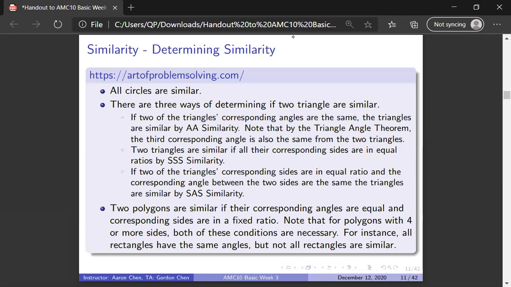So two polygons are similar if their corresponding angles are all equal and the corresponding sides are all in the same ratio. Note that for polygons with four or more sides, both of these conditions are necessary. For example, you can't conclude that all the corresponding angles are equal just because all the corresponding sides are in a fixed ratio. This is not true for polygons with four or more sides, and the reverse is also not true. But for triangles, by AA similarity or by SSS similarity, you only need to fulfill one of these conditions for the other to also be satisfied.